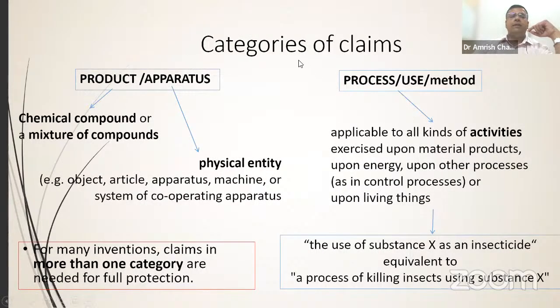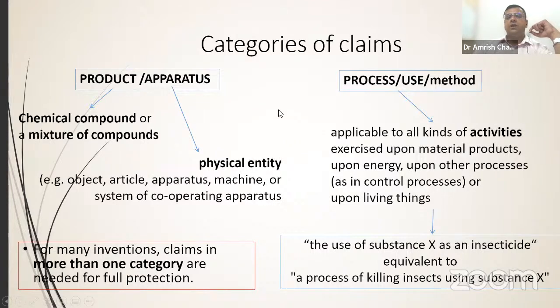So when you have claims, claims are of two types. There is either a product claim or a process claim. Product claim is the chemical compound or a mixture of compounds. And apparatus could be a physical entity, like you're making a machine or something like that. So a physical entity could be an object, article, apparatus, machine, or such things.